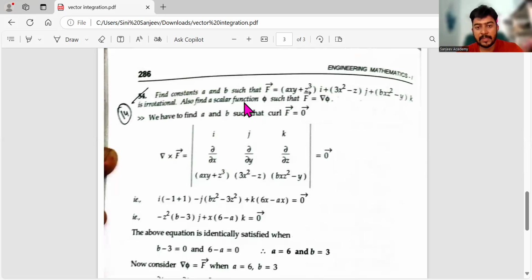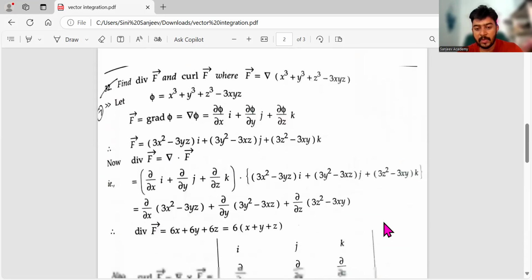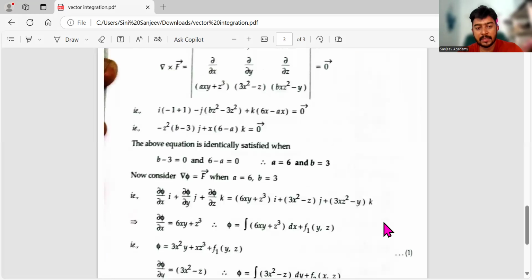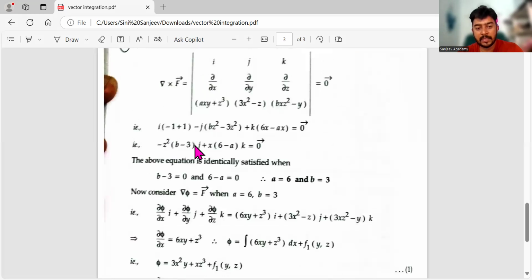So find the constants a and b such that f, they're given some value, is irrotational. I told you the moment you see irrotational, the curl value, del cross f value, is 0. So i, j, k. Put these things here in the third row, because first two rows are always constant. Okay. Then by using determinants, we'll find the value of what? A, b, and c. I'll be getting the equations like this. Correct? So from this, I can find what? A and b. In the sense, I'll be equating this to 0: 6 minus a is equal to 0. So a value is 6. B value is what? 3. Okay.